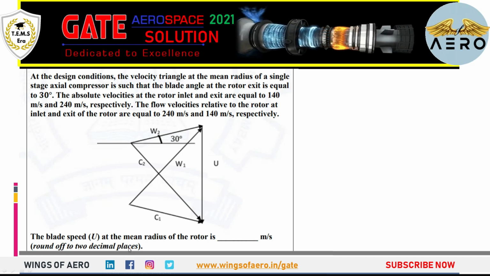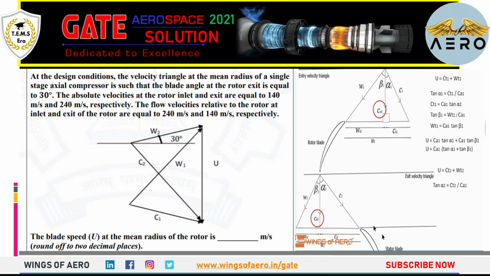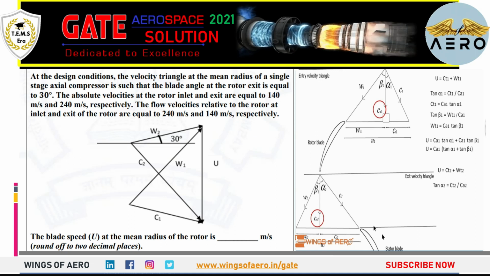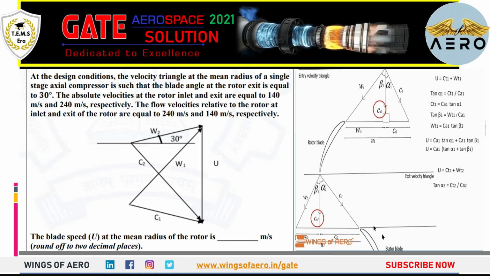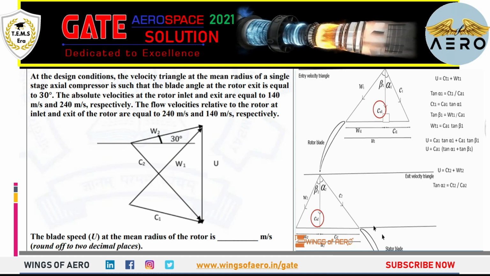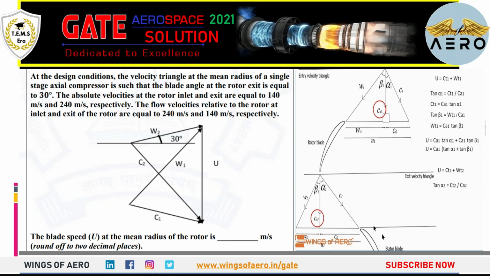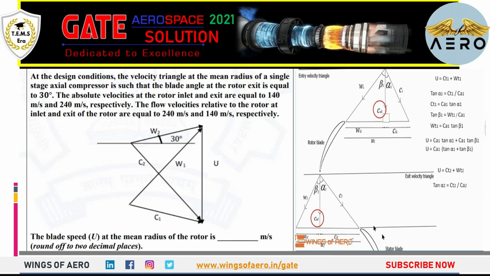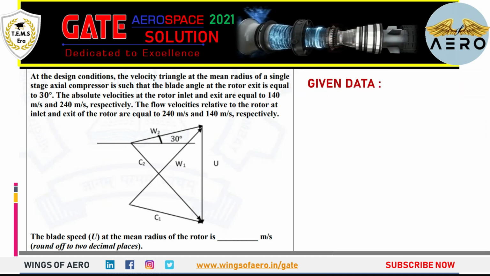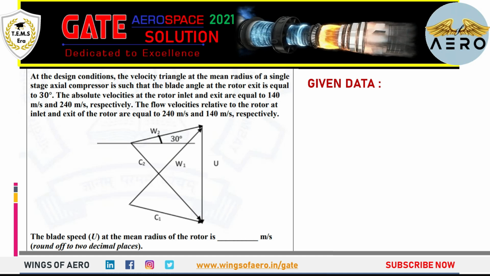Now here, first of all you need to recall what a velocity triangle is and what the given values are. If you are not aware of this, to know the tips and tricks about this particular topic, axial compressor, the link is in the description box. Coming back, based on that velocity triangle we can find what the given data are.